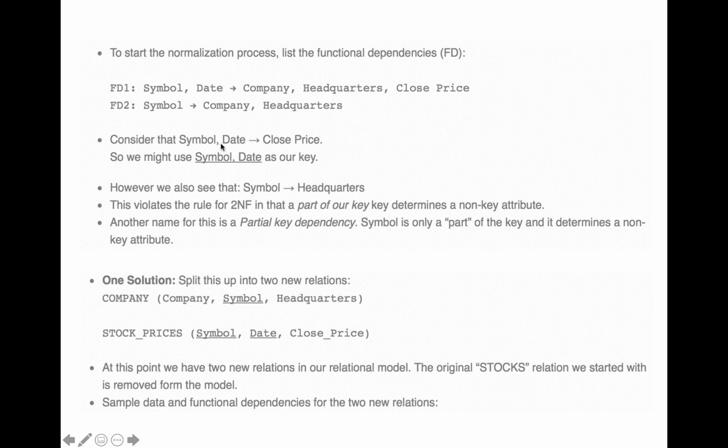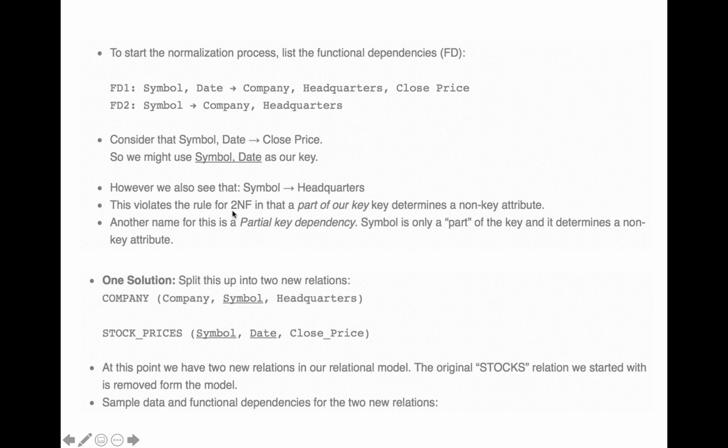However, why did we choose it to be symbol and date? It was not given that this is the primary key. Figuring out that all the attributes are defined from symbol and date, I can put symbol and date to be our key. However, we figured out that symbol alone is determining the headquarters. So this is a problem. This is a partial key. Symbol alone, as you can see in this functional dependency, is defining company and determining headquarters.